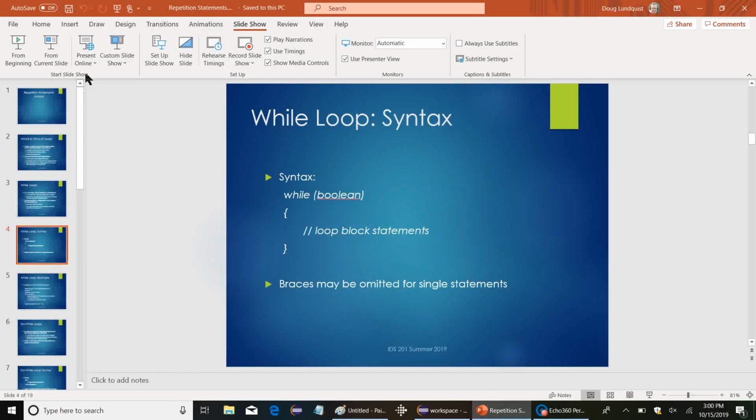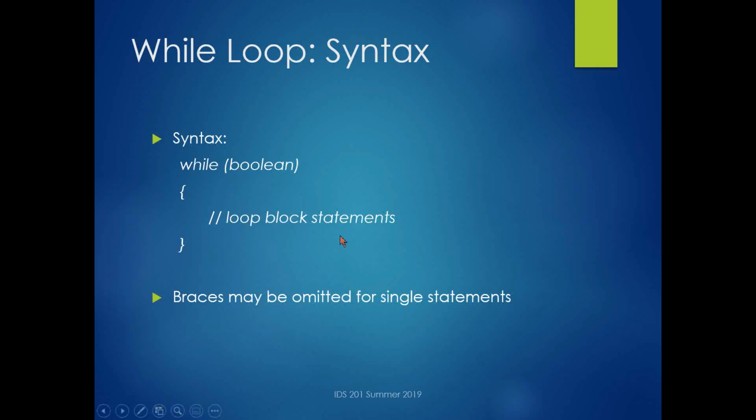Okay, the basic syntax of a while loop looks like this. While, and then some Boolean expression in parentheses, then inside curly brackets, you have the loop block statements. And those braces may be omitted for single statements. Just like with an if statement, if there's only one statement following the if test, you don't need to put it in braces, but same thing with while loops.